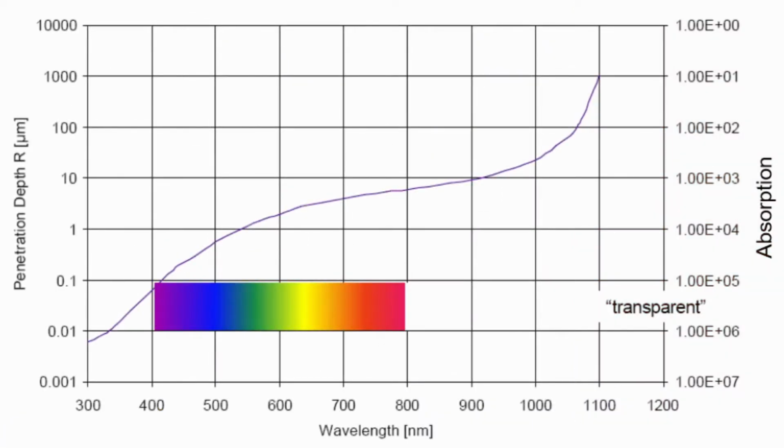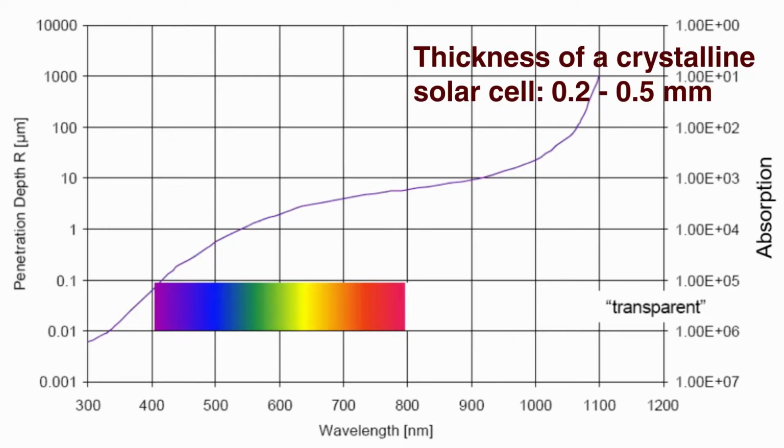And here you see the penetration depth in micrometers in a logarithmic scale. So you see here, if you go beyond 1000 nanometers, the penetration depth goes to 10 micrometers, and if you go to 1100 nanometers, we have 1000 micrometers or 1 millimeter. The width of our original solar cell is usually smaller than 1 millimeter, so the photon doesn't get absorbed anymore.